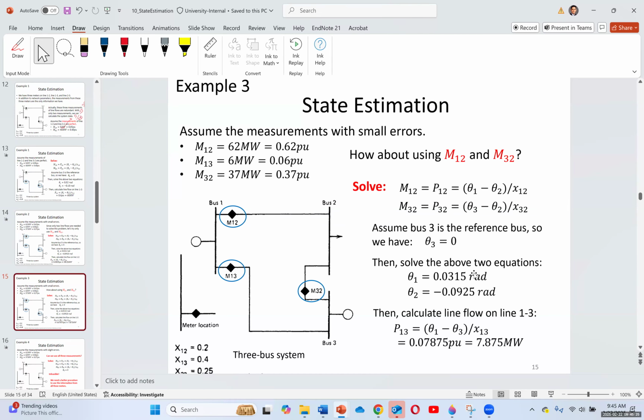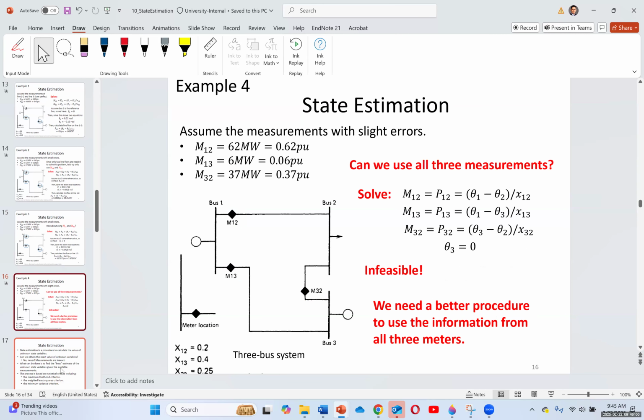So then solve the above two equations. Theta 1 gives us 0.0315 and theta 2 gives us negative 0.0925. And when we calculate that, P13 gives us 0.07, or in other words, M13 gives us 7.87, which is different again, 0.7. So depending on which way we look at this, we're going to get a different answer for each of these. And therefore, this method is not going to work. We need to use another method.